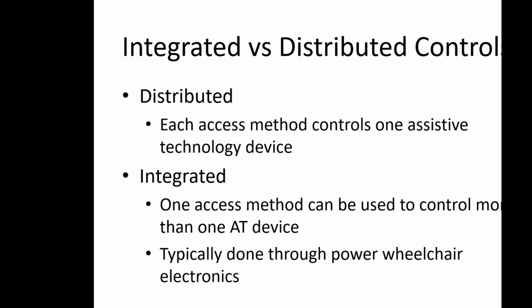Okay, so that's an integrated control where it's one access method and it's controlling more than one device, whereas distributed means I only have one access method for each device. So let's say I have 3 different devices, like that phone, that tablet, and that computer. I would need 3 access methods, so 3 different switches or 3 different mice or joysticks. That would be distributed.